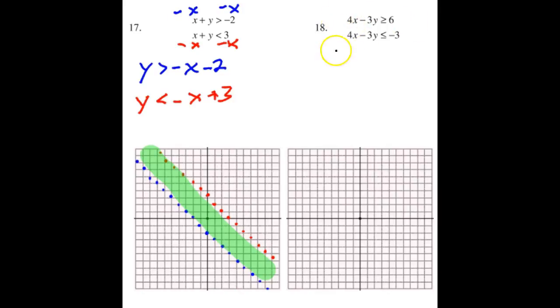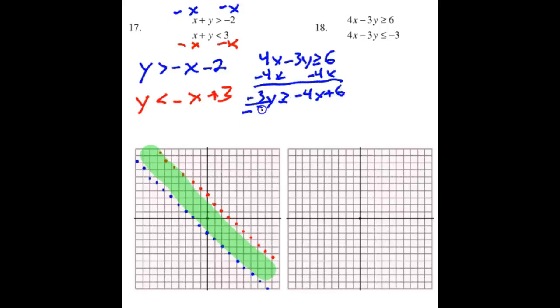This time you'll notice it'd be a little bit more work to solve. So we have 4x minus 3y is greater than or equal to 6. So do some subtracting, and also some dividing by a negative, so I will need to flip the inequality sign. We'll have y is less than or equal to positive 4 over 3x minus 2.